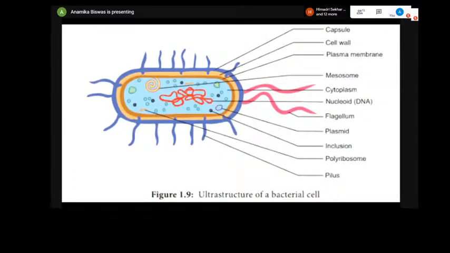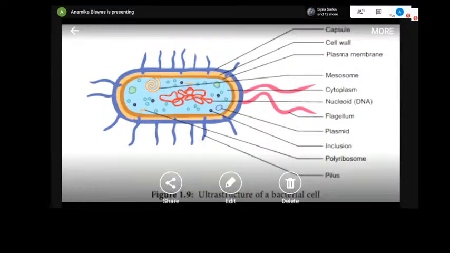Next is pili or fimbriae. You can see some thread-like structures that are present all around their outer covering. So these are called pili. These are also surface structures but do not play any role in locomotion of bacteria. The pili are elongated tubular structures made up of a special protein called pilin.